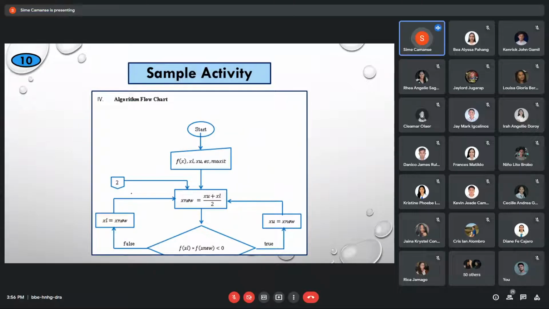Then also the algorithm flowchart. So if you feel there is a need of doing this, then you can put it there. This is not required, but it's still better to have this to really gauge if you understand the concepts and your created program.